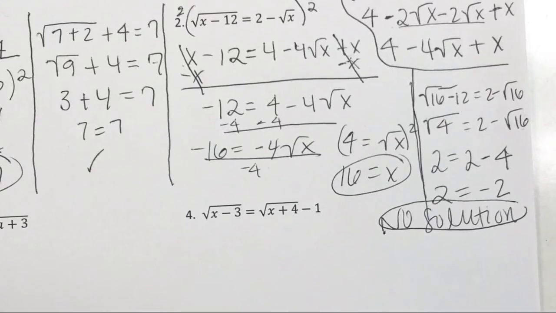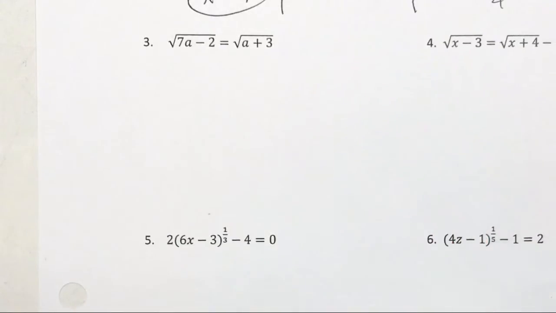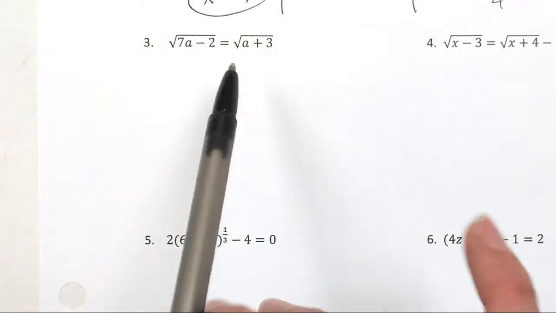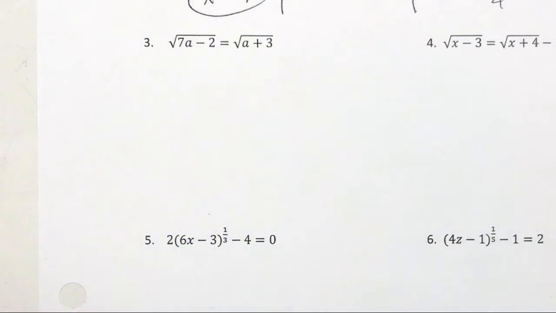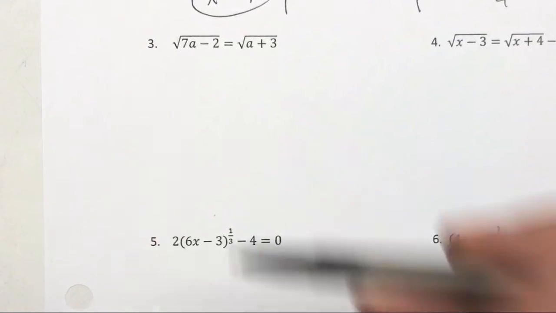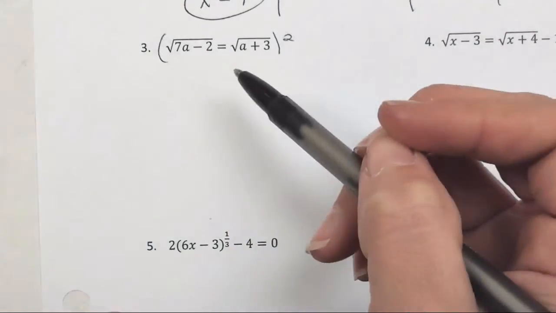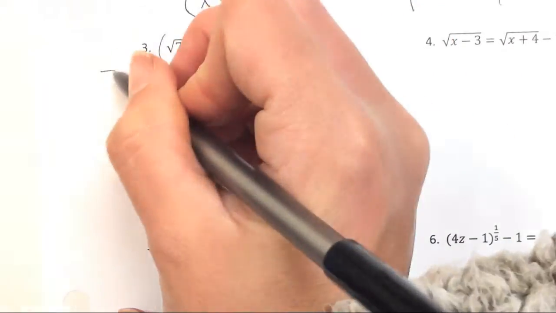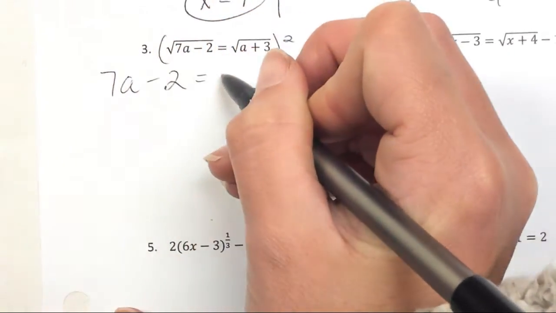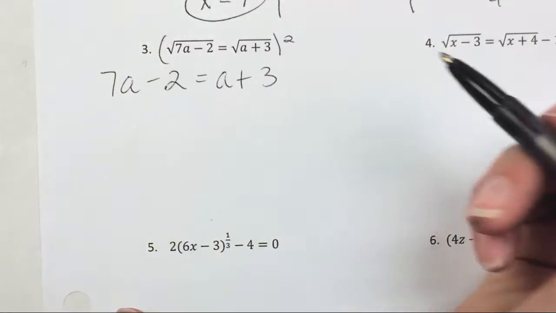Alright, next one, number 3. So this one, again, our radicals are on both sides, so we can't isolate it really, or they are isolated on both sides. So we will just start by solving for a. So we need to get rid of the radicals, so we would square both sides. And when we square both sides, all that does is remove the radical from each one. So this will be 7a minus 2 equals a plus 3.